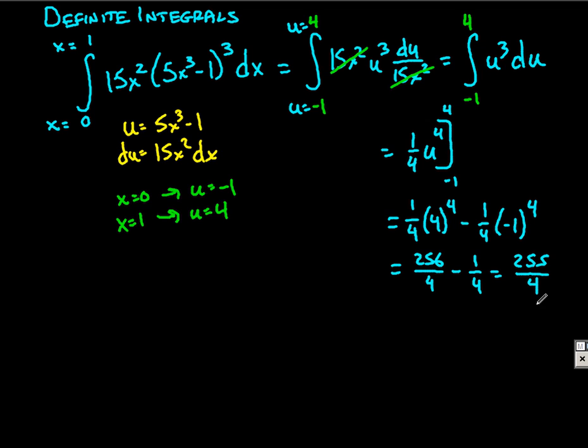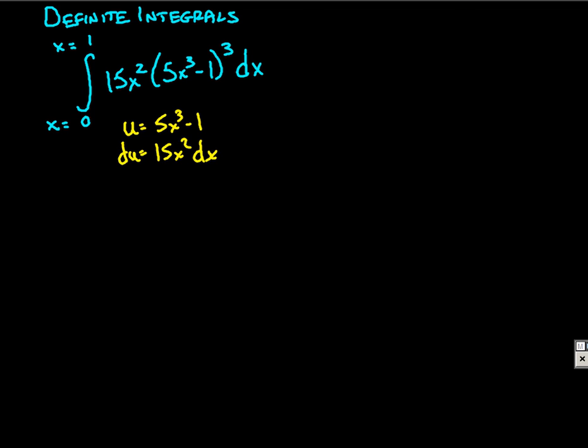Now that's just one option. There is another potential option you can take. I'm going to start this the exact same way, so I know what u and du are now. I'm going to write this in green with this option 2. We would take the integral, we still have 15x squared times u cubed, and this will be du over 15x squared. So again, these cancel out, giving us the integral of u cubed du. Same thing we had before.